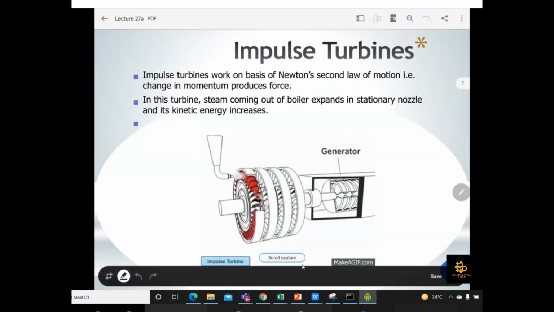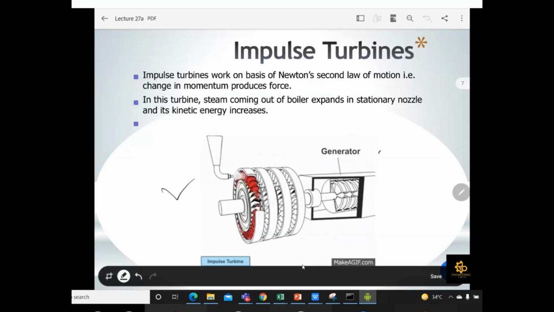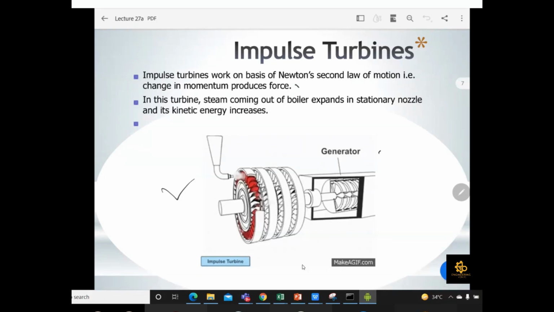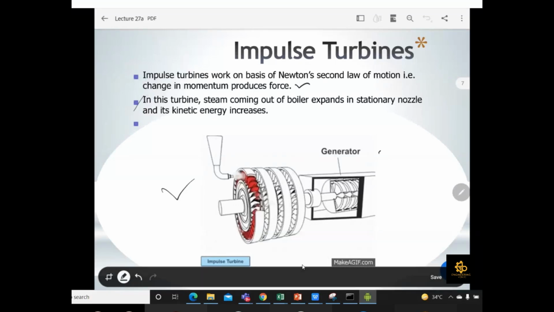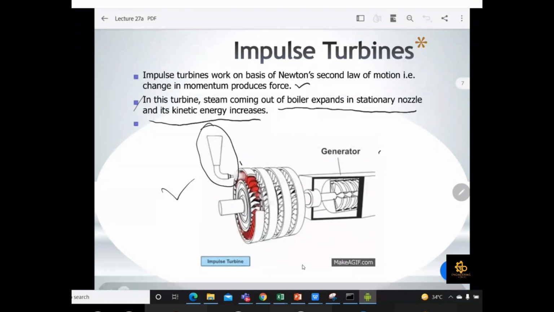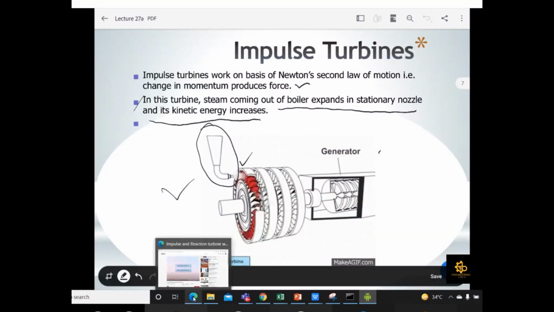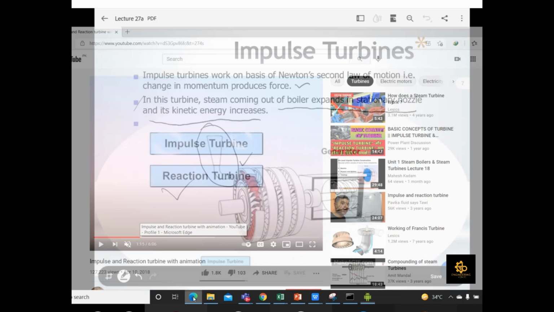Okay, so the impulse turbine is shown over there in the figure. The impulse turbine works on the basis of Newton's second law of motion, that is, change in momentum produces force. In this turbine, steam coming out of the boiler expands in a stationary nozzle, and its kinetic energy increases. We will see one video so that you will get some understanding of it, and this video will describe the difference between impulse and reaction turbine.